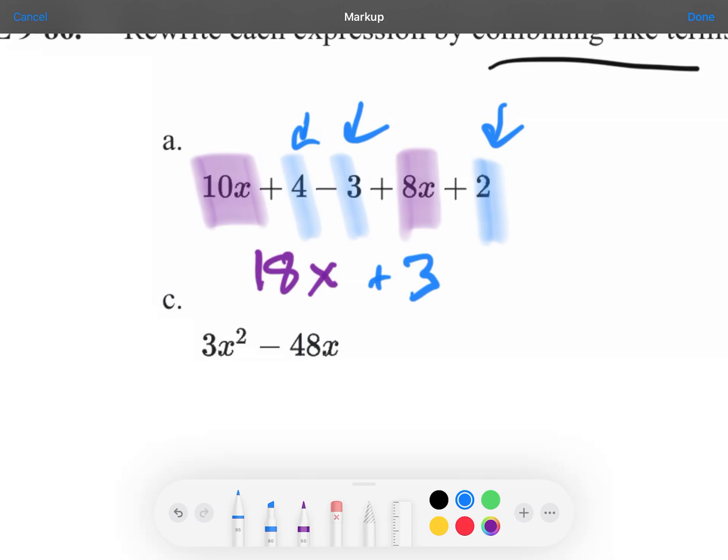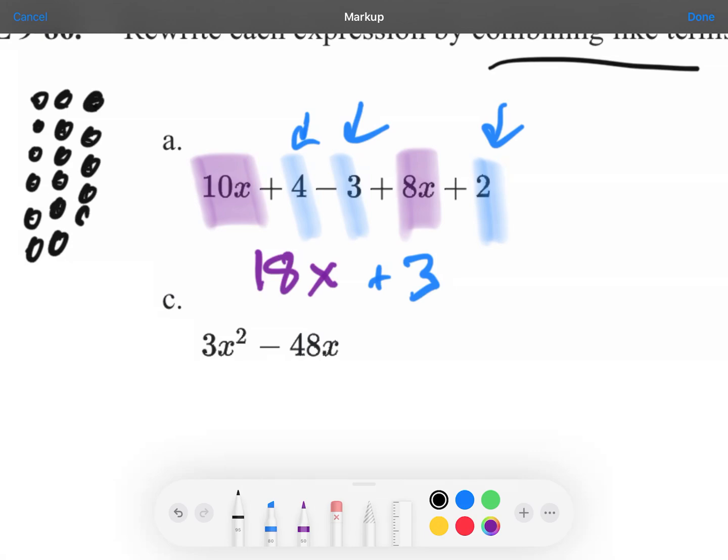Now, if you were to do this with distributive property, the distributive property is if you could put them in groups, right? If I had 18 x tiles, right? 1, 2, 3, 4, 5, 6, 7, 8, 9, 10, 11, 12, 13, 14, 15, 16, 17, and 18. But then I also have 3 1 tiles. Maybe I should put those in a different color. 1, 2, 3. If you notice, I put them together specifically in a group.